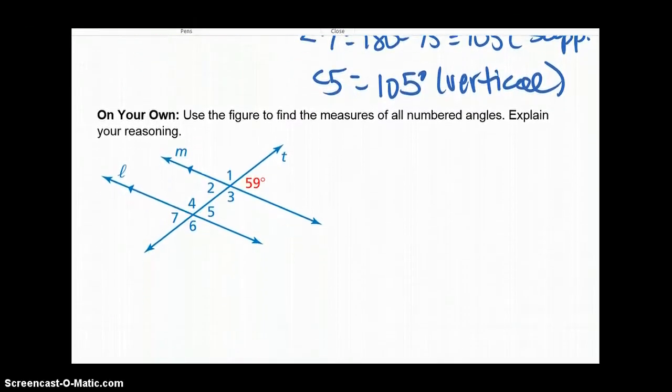Okay, so moving down, the next part is on your own. So this is where you can either pause and follow the directions given here to find the measures of all the numbered angles, or you can finish watching the video and then come back. But this is what we'll check tomorrow. So the on your own sections are what we'll check tomorrow in class. So make sure you have that completed. Okay, going down then.